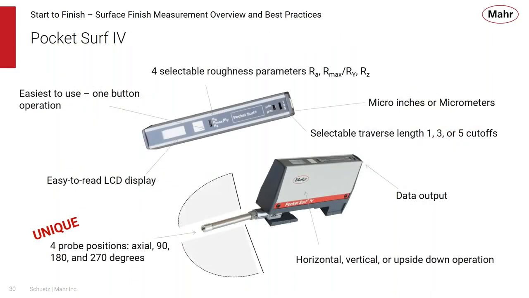So, just a quick overview here. You have some buttons that allow us to set the parameters, a nice display, a simple one-button operation. The probe has these unique 4 probe positions, which increases the versatility. It can read in inches or micrometers. It has its data output, and it can be used vertically, horizontally, even upside down to give us good results.